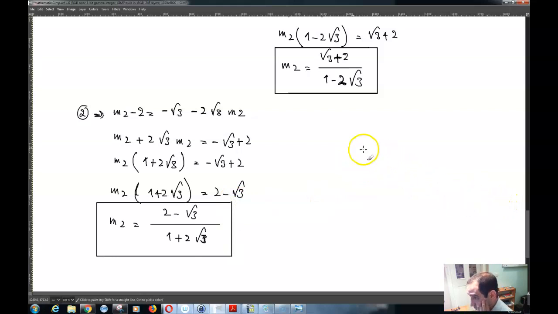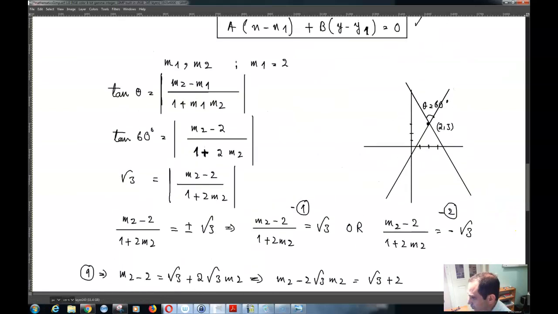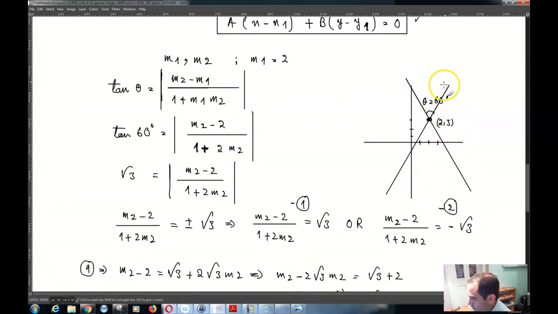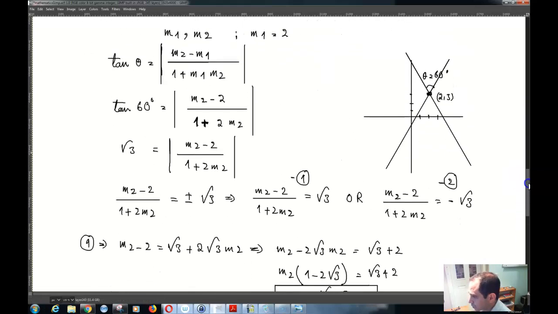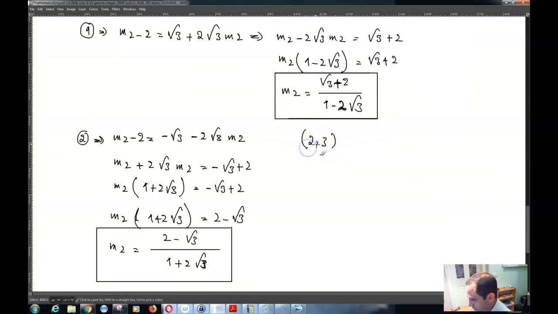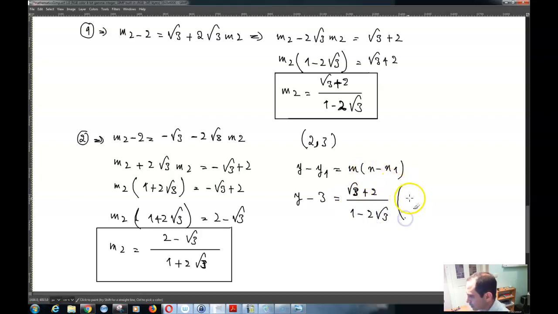So now we have a line whose slope is either this slope or this slope, and one point on the line is 2, 3, because this 2, 3 is basically on both the lines. So 2, 3 is one point on this line, and if I take this slope over here, I will get y minus y1 is equal to m times x minus x1. So y minus 3 is equal to this slope, which is square root of 3 plus 2 over 1 minus 2 times the square root of 3, times x minus 2. And you don't really need to simplify this.